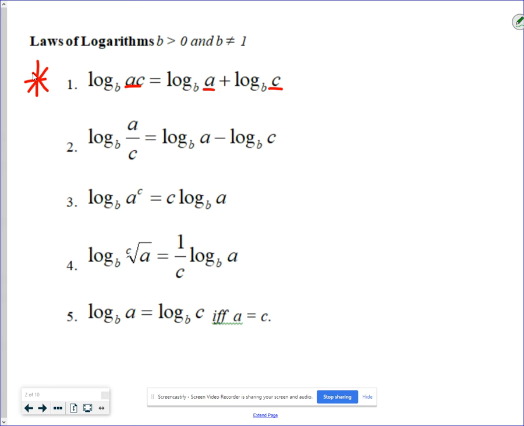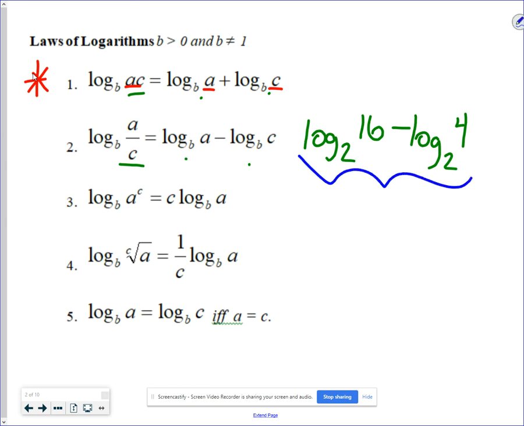Here, we're taking a logarithm minus another logarithm. Up here, we were adding 2 logs, we multiply. Here, we're subtracting, so what we do is we divide. So an example, if I have log base 2 of 16 minus log base 2 of 4, what am I doing? I'm subtracting. So I'm subtracting 2 logarithms that have the same base. So that'll be log base 2 of 16 divided by 4.